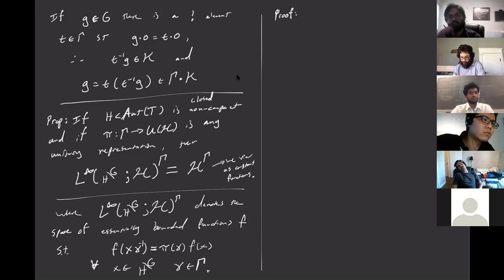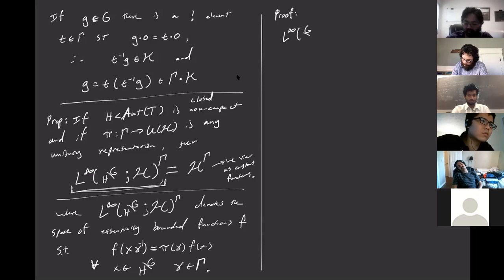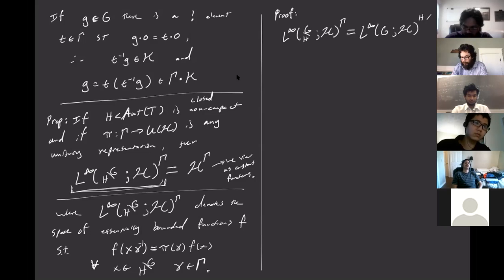So the proof is almost a triviality. The only thing we have to notice is that this space on the left I've written here embeds into a representation of G. Well, without the H. So the proof is as follows. We identify G mod H gamma equivariant with L infinity functions of G mapping into H that are H left invariant and they're gamma equivariant. This is just identifying G mod H with the H orbit of G, we get this identification.